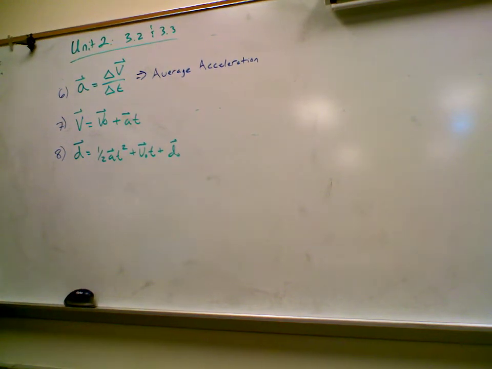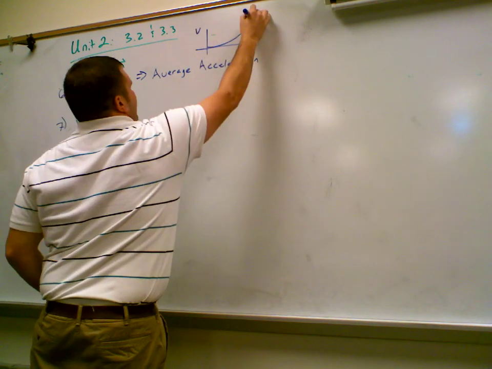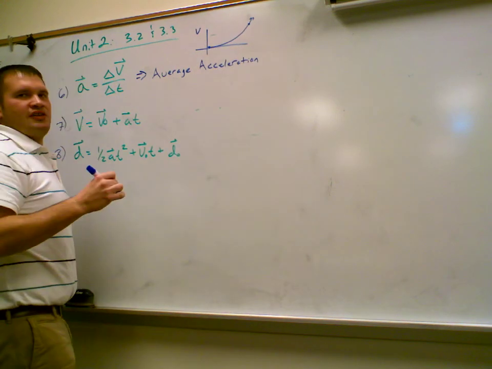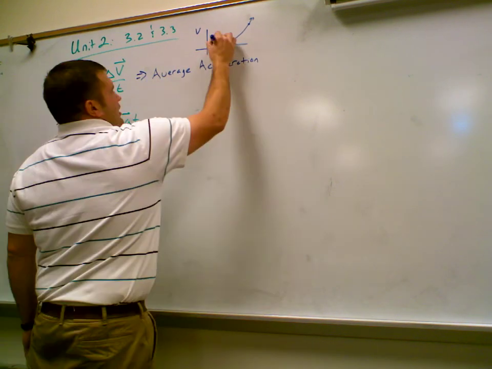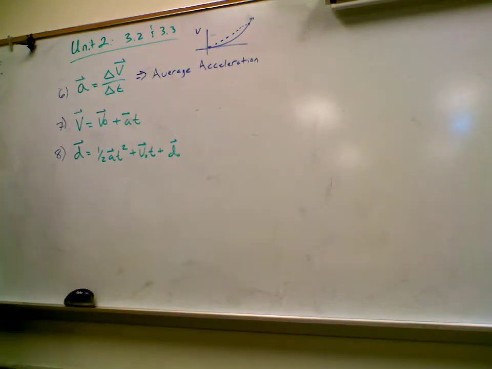Does that make sense, guys? The reason why it's finding an average acceleration is that it's finding our change in velocity. So if I had a graph that looked like this, my velocity versus time graph, my change in velocity is the difference between those 2 points, isn't it? So I'm actually finding that acceleration when I use that equation. Does that make sense?